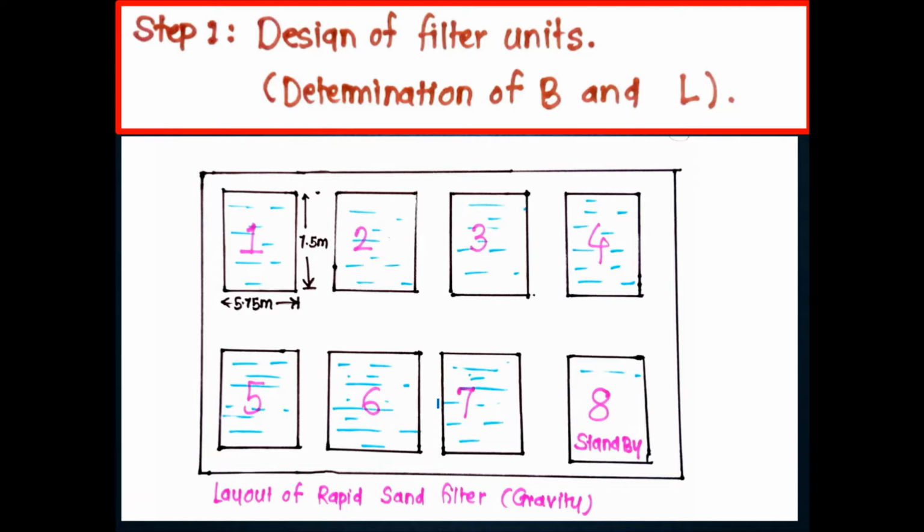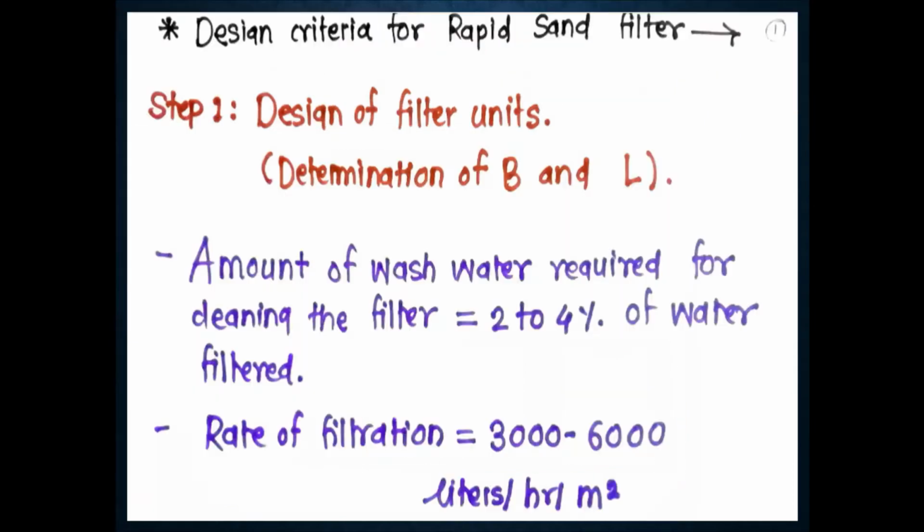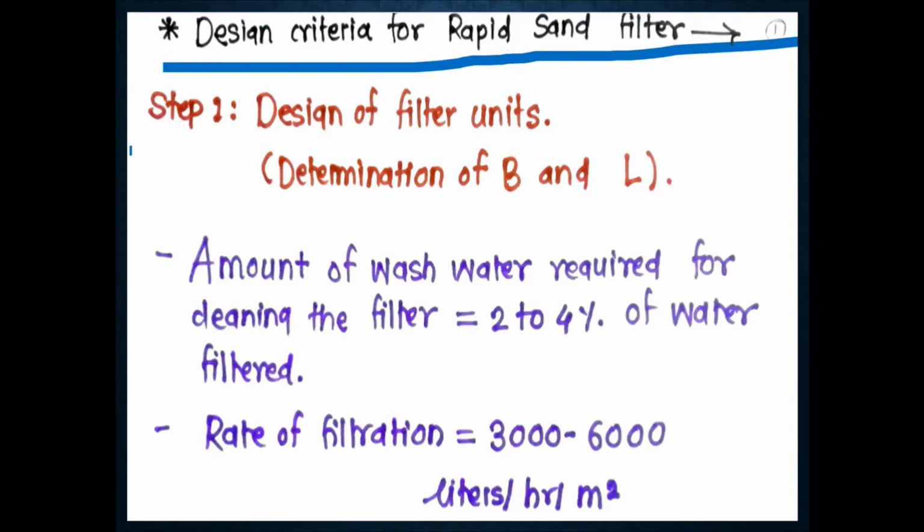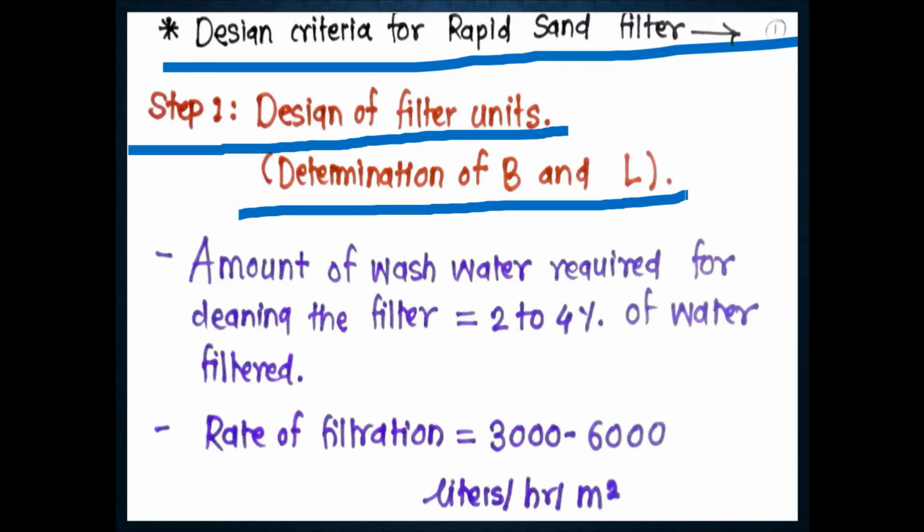Okay, we have already discussed so much related to this point, that is the type 1 type of example in the rapid sand filter. This is step number 1, and we will see the design criteria required for rapid sand filter. Step number 1 is nothing but design of filter units, that is determination of width and length of the tank.